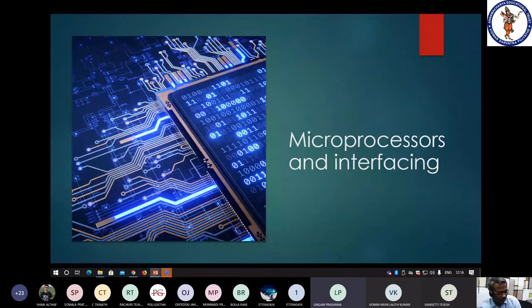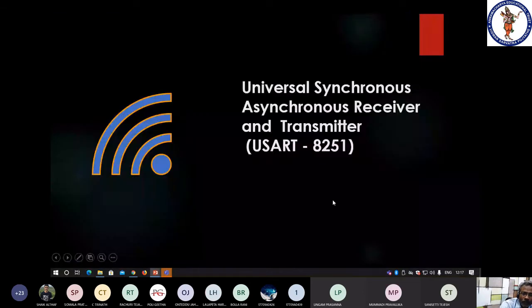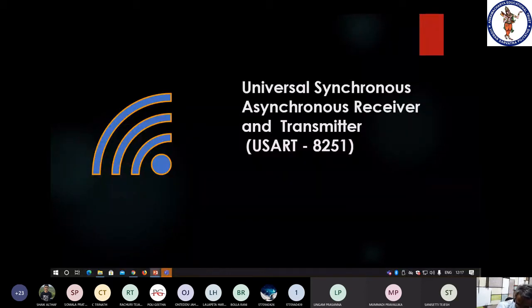Okay. So now let us see the very, very important topic: how to transfer data serially, or how to interface serial devices. Let us see the universal synchronous asynchronous receiver and transmitter. USART is one of the programmable devices used to establish synchronous and asynchronous data transfer between the processor and communication devices.